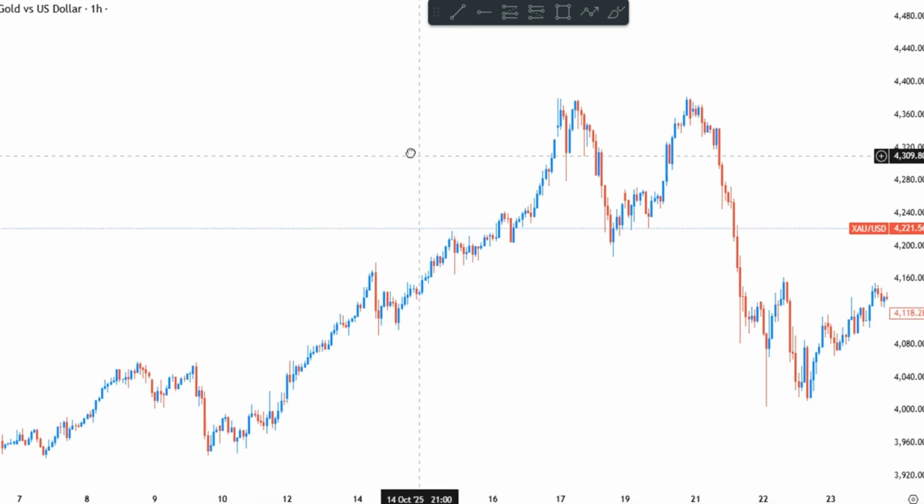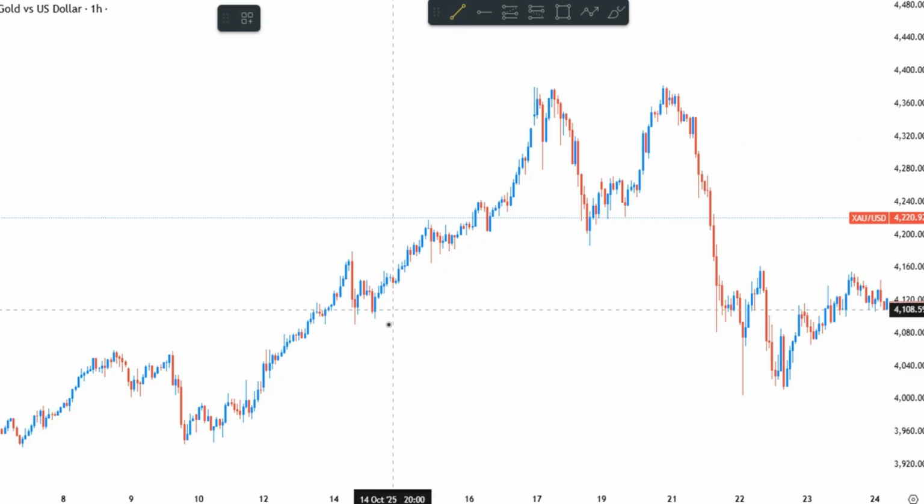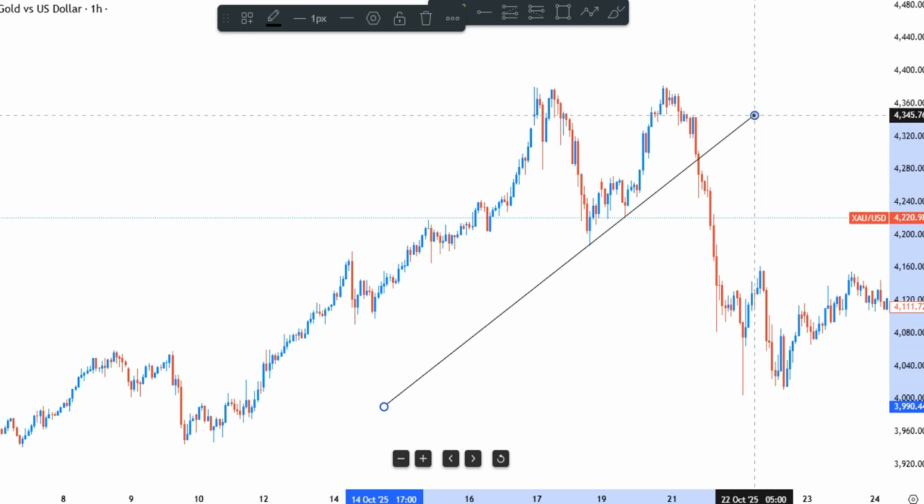First and foremost, you need to understand what a trend line is. A trend line is a simple diagonal line that shows you the direction of the market. It tells you if the market is moving up or moving down, either of these two. And it also tells you if the market is consolidating. A trend line is like a roadmap.